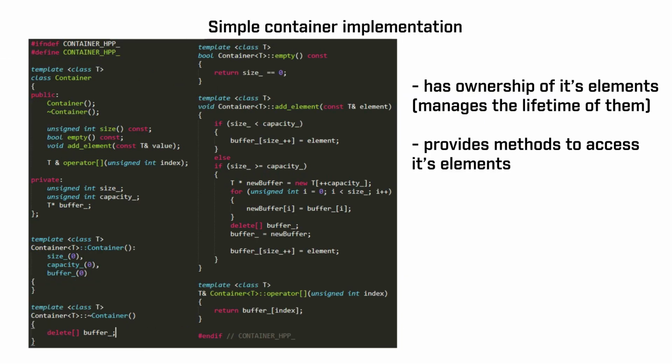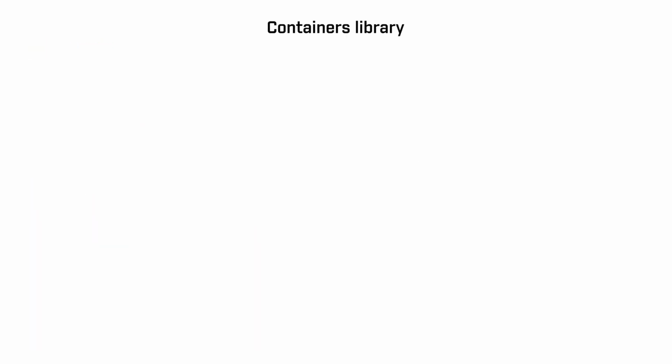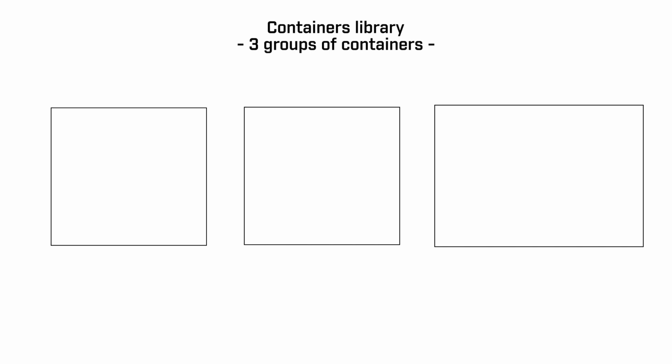Now that we have this information about what a container is and what the notion of ownership is, let's take a look at a simple container example. Please note that this example is a bare minimum for a container and also it's not the best in terms of resource usage. The containers library provides three groups or classes of containers.